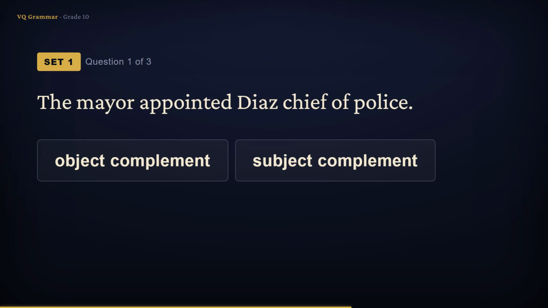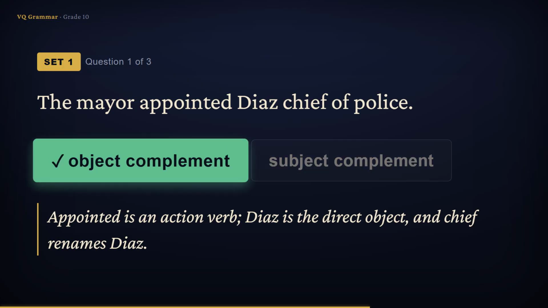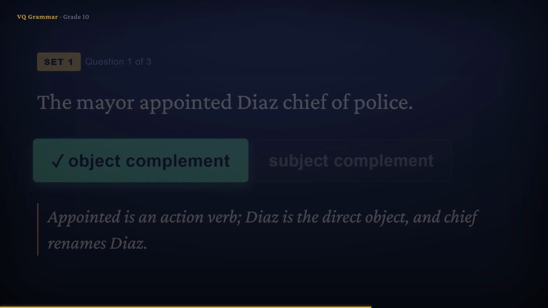The mayor appointed Diaz chief of police. Find the verb, appointed. That's an action verb, one of our trigger verbs, in fact. Appointed whom? Diaz, the direct object. And chief of police renames Diaz. It points back to the object, so this is an object complement.